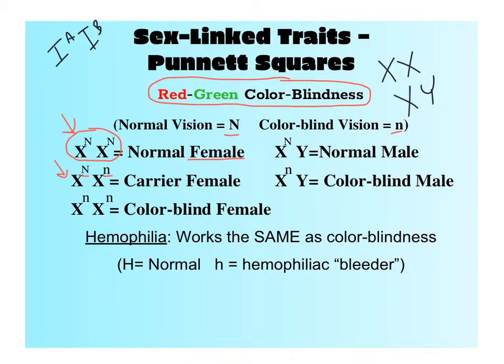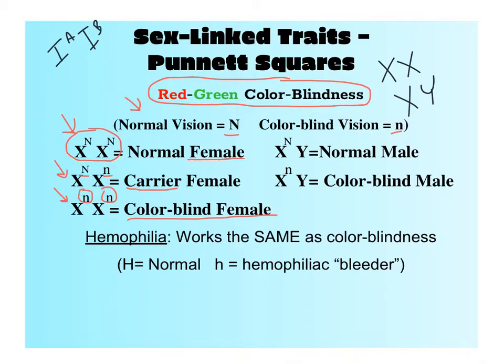But since normal vision is dominant, she has totally normal vision, but she is a carrier of the colorblindness. So she can pass that on to her kids. The only way for a female to be colorblind is this one right here. She's XX again, so that makes her a female. And notice she has two little n's, two recessive alleles. So that is the only way a female can be colorblind. She has to get the recessive colorblind allele from both of her parents.